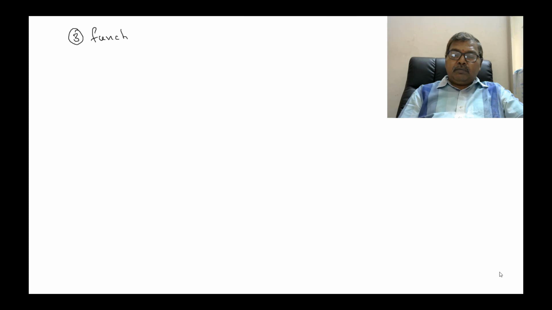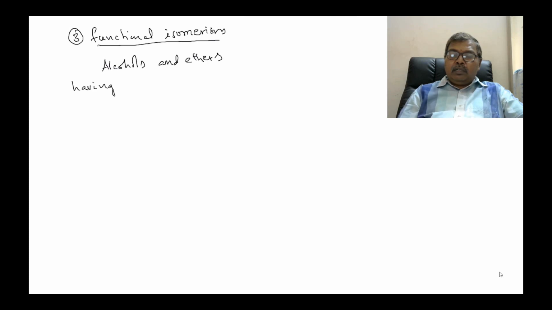Functional isomerism. See, alcohols and ethers having the same molecular formula are examples of functional isomers.